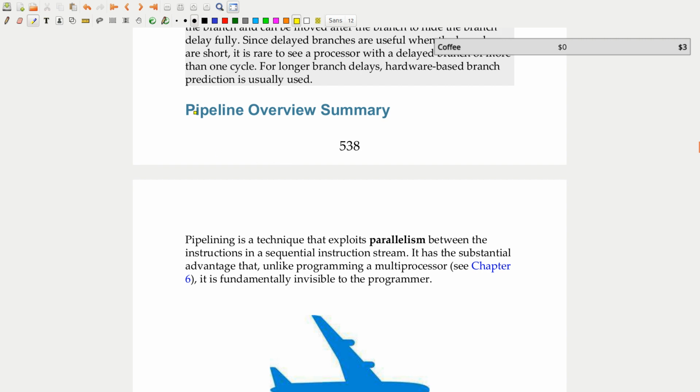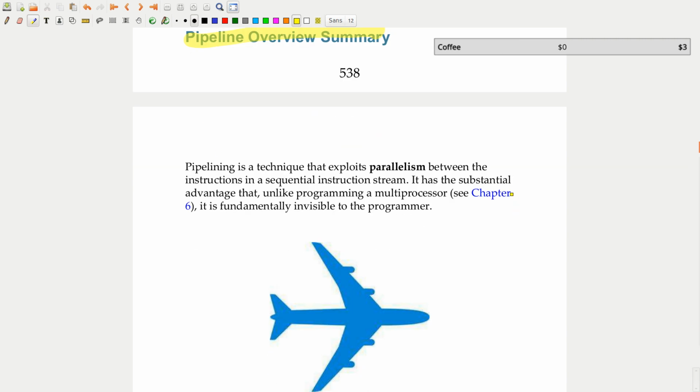So let's do a little pipeline overview summary. Like we're saying, we're trying to exploit parallelism. But we need to be specific about the type of parallelism. We're trying to exploit instruction-level parallelism. These are instructions that we can overlap with each other and not cause a ton of errors. And we'll see how we can even limit the number of errors associated with ILP later on.